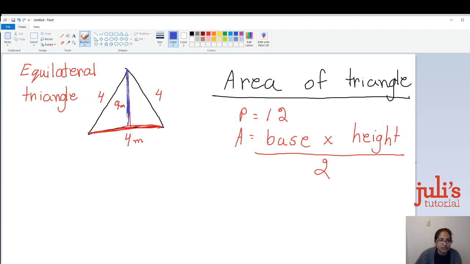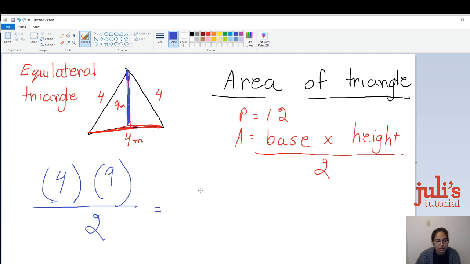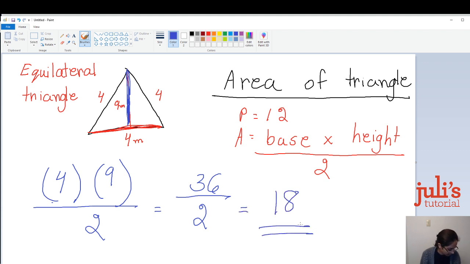Okay, so now base is 4, height is 9, divided by 2. 4 times 9 is 36, divided by 2 is 18, and that is the area. Okay, who's understanding this?